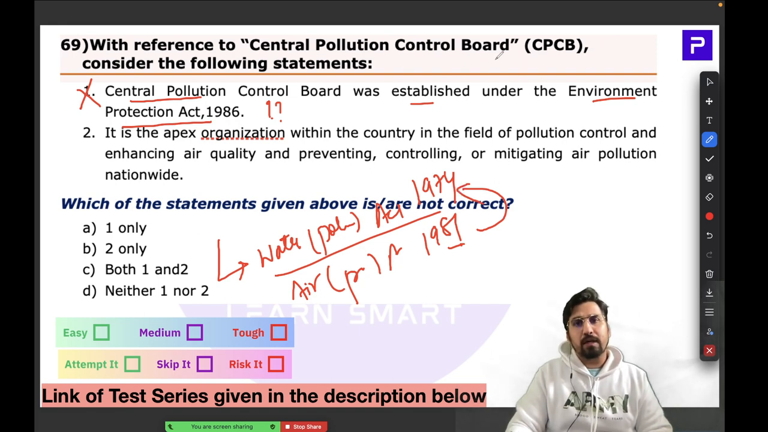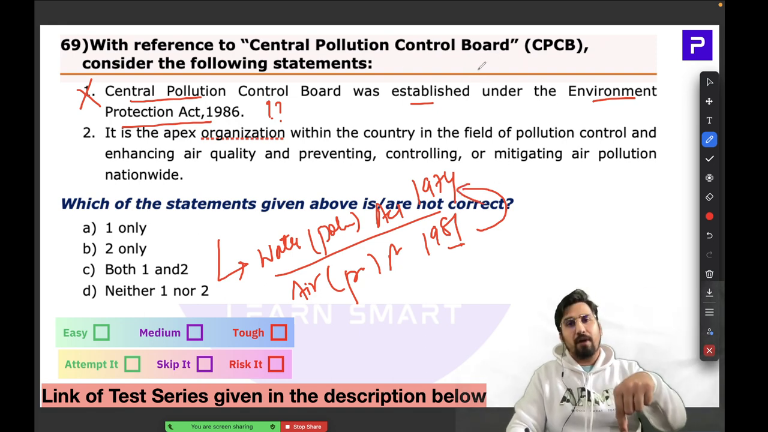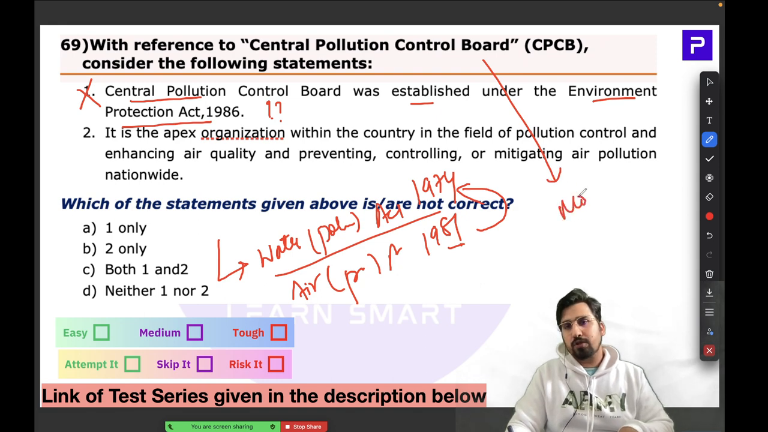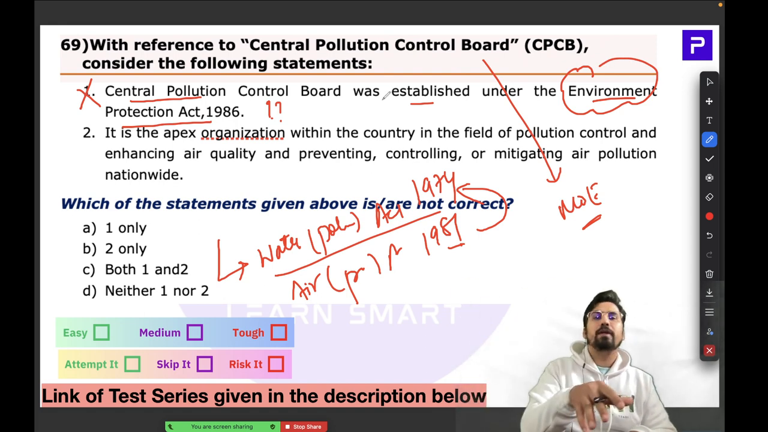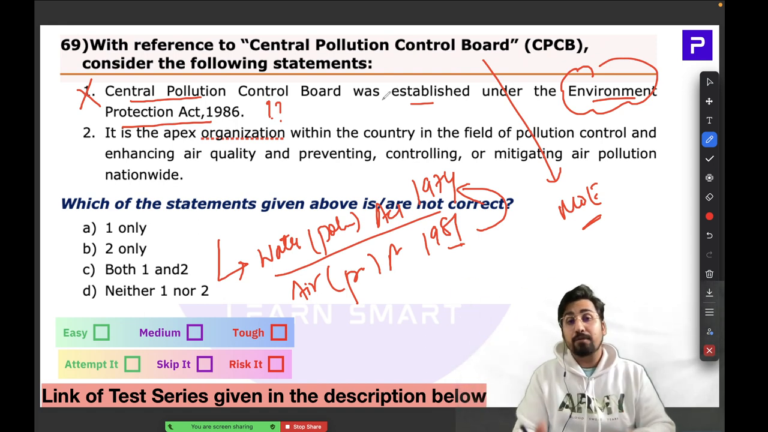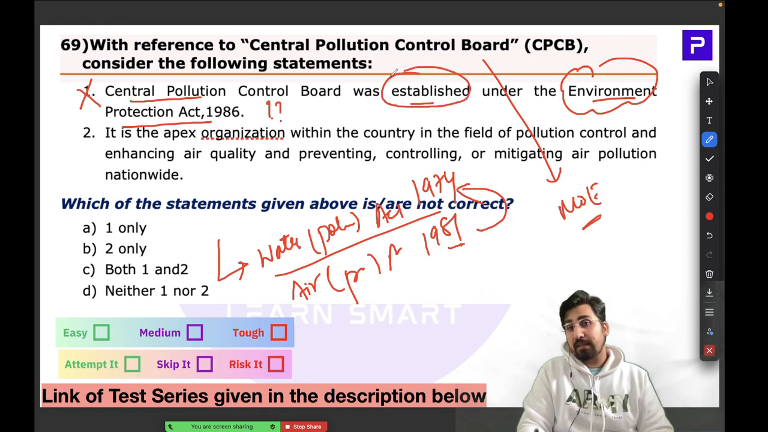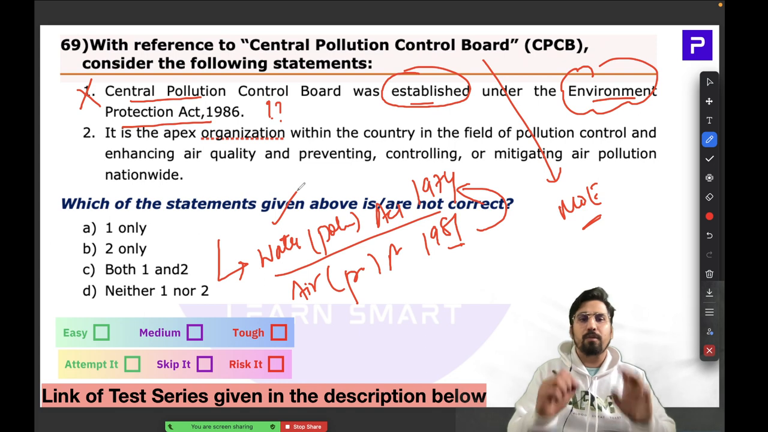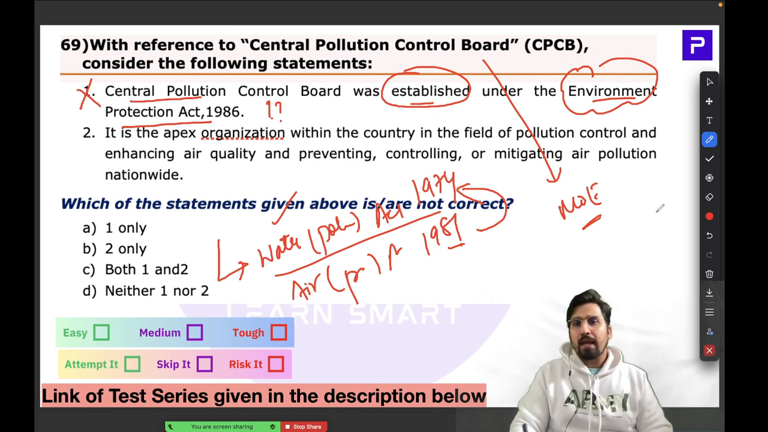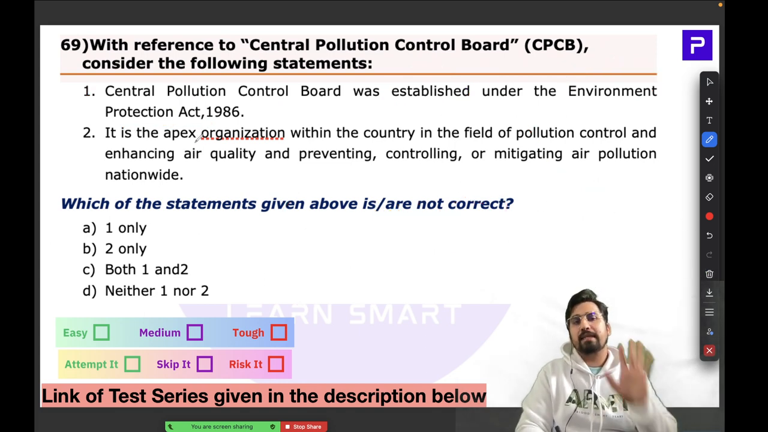Of course, it works under the Ministry of Environment, that is true. And for that matter, some of the provisions of the Environment Protection Act are also taken into consideration. But it is specifically asking you, the establishment was done under which act? That has to be the Water Pollution Act. Simple.